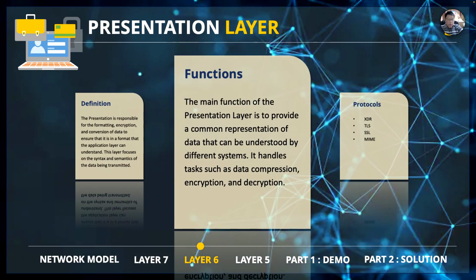The main function of the presentation layer is to provide a common representation of data that can be understood by different systems. It handles tasks such as data compression, encryption, and decryption. The layer ensures that the data is properly formatted and prepared for transmission across the network. It also handles translation, converting data from one format to another if necessary.